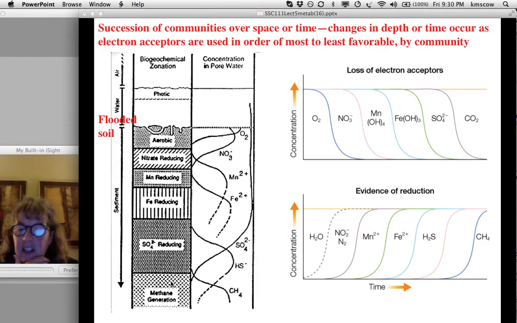And in fact, those bubbles, which are methane being generated deep down in a wetland, that's because CO2 is not a very favorable electron acceptor. It's not going to be used until all the other ones are used. So it's going to be happening deep in the profile. And that rotten egg smell, hydrogen sulfide, that also is going to occur fairly deep in the soil.